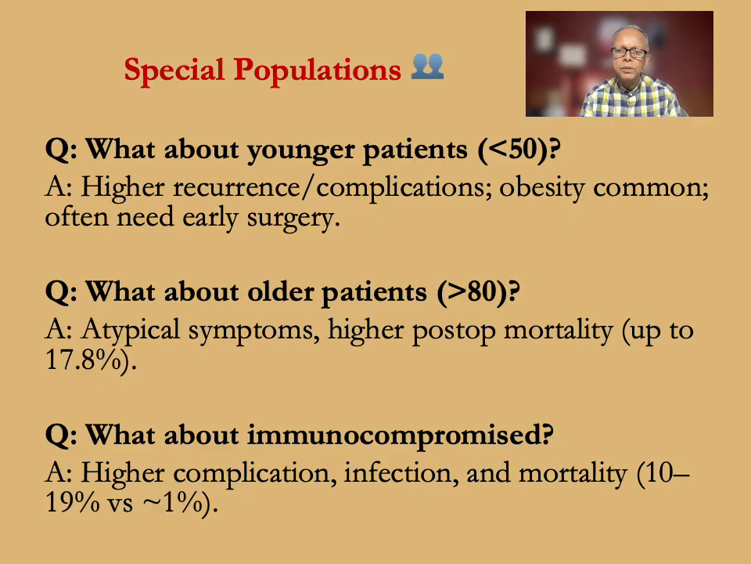Special populations. What about younger patients below the age of 50 years? Higher recurrence, complications, obesity is common, often need early surgery. What about older patients above the age of 80? Atypical symptoms, higher post-op mortality up to 17.8%. What about immunocompromised? Higher complication, infection, and mortality 10 to 19% versus 1%.